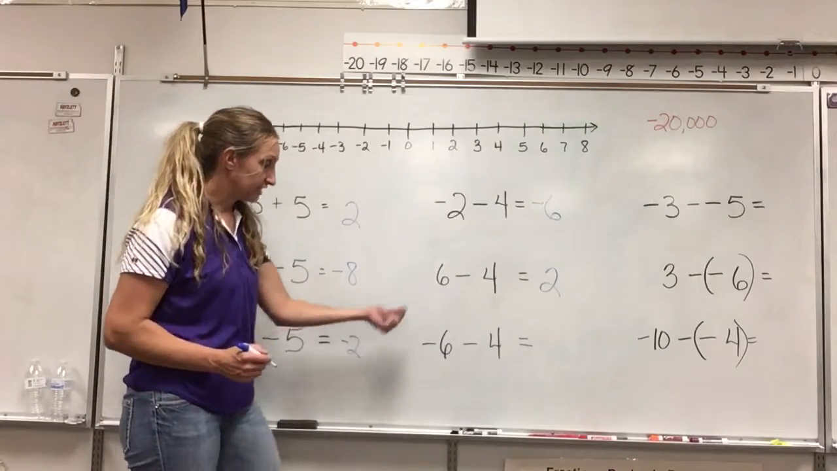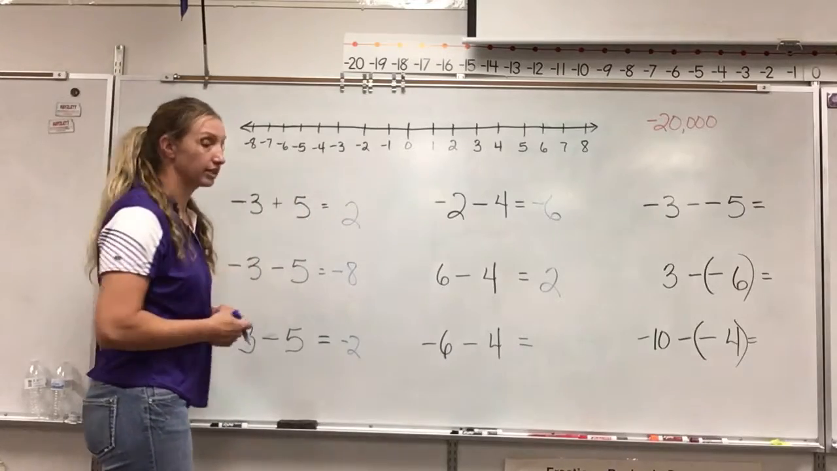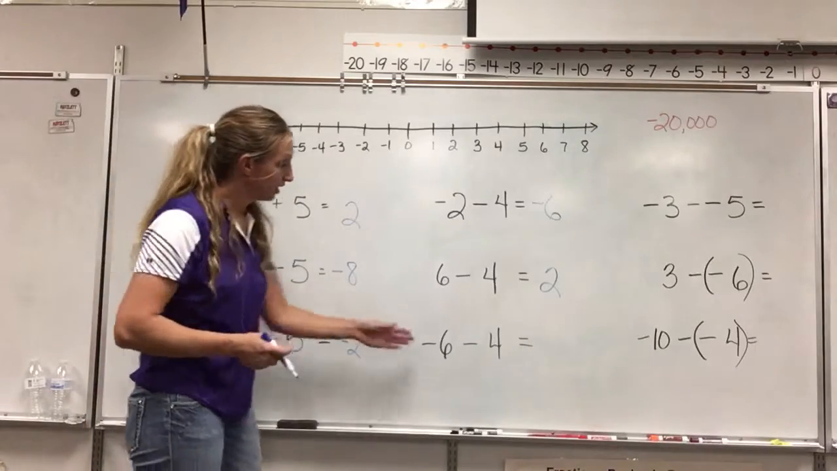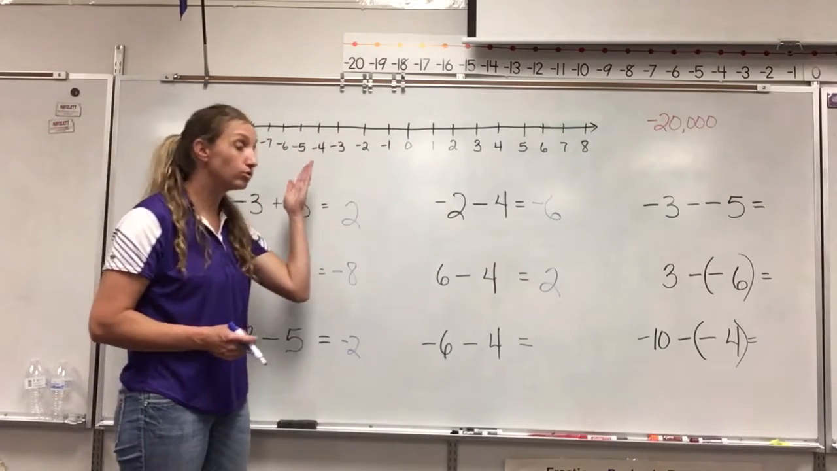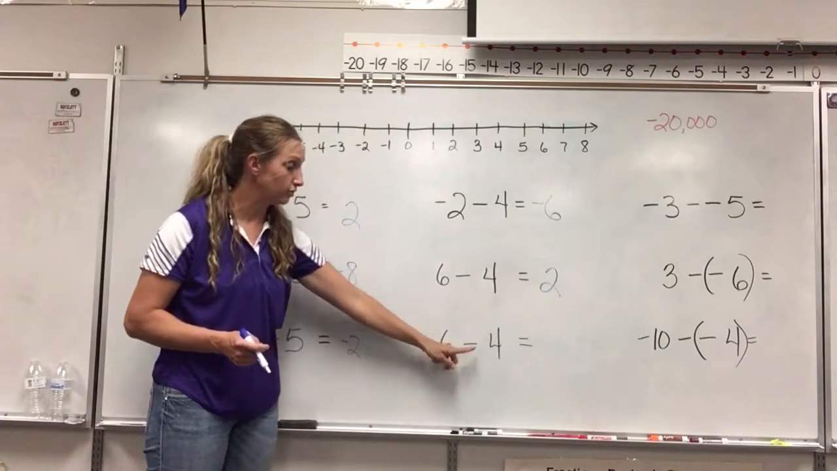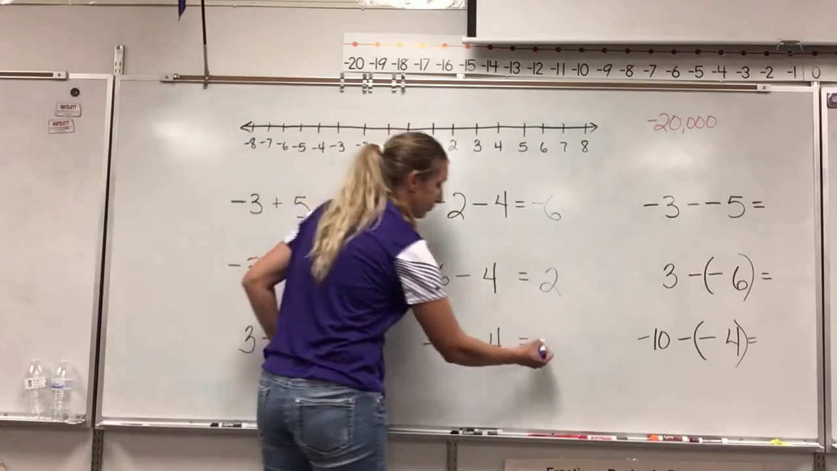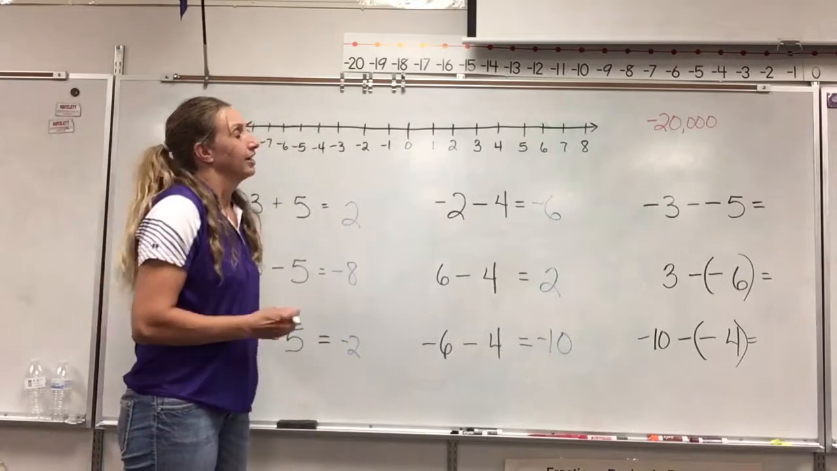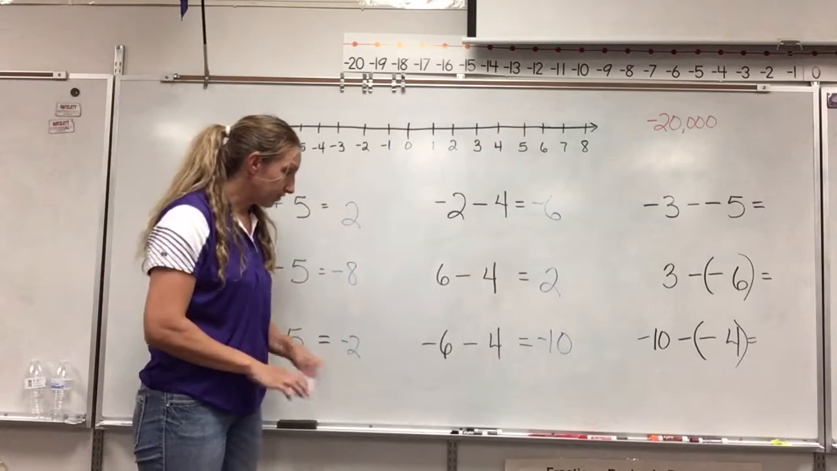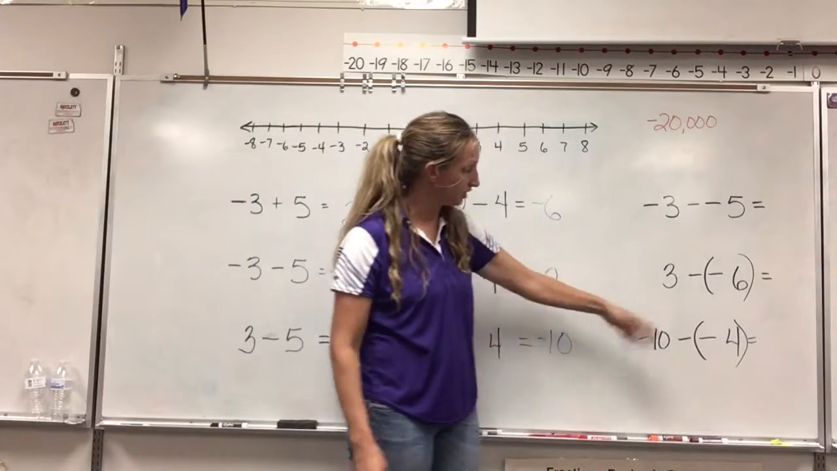So negative 6 take away 4. I didn't make my number line big enough, so let's just visualize this one. I'm in the hole $6, and I lose, that's what this minus sign means, I lose $4 more. Well, now I'm going to be in the hole negative $10. Okay?